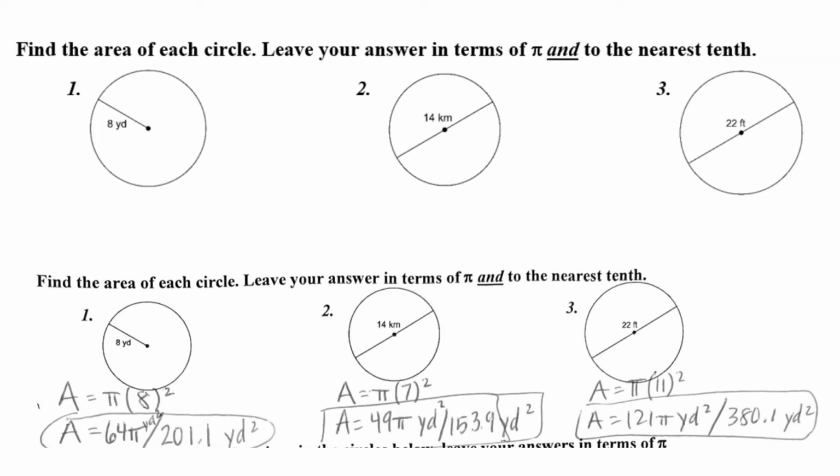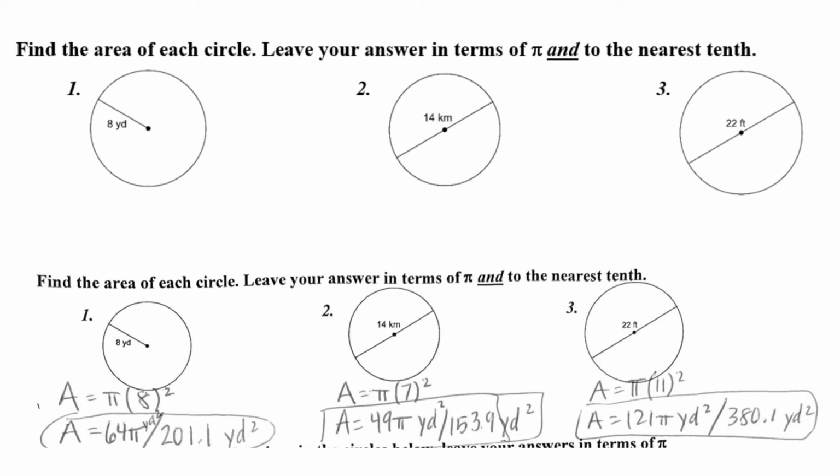So these are your answers. The radius for number 1 is 8. So you do pi times r squared. 8 squared is 64, so you'd have either 64 pi yards squared, or for the nearest tenth, you'd have 201.1 yards squared. Then for number 2, your diameter is 14.